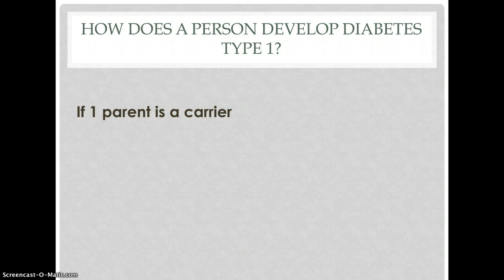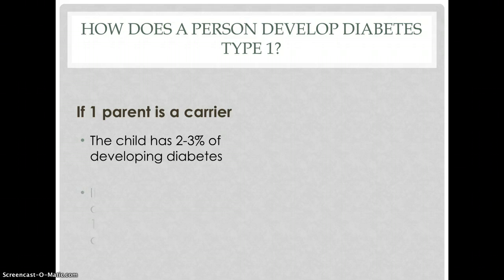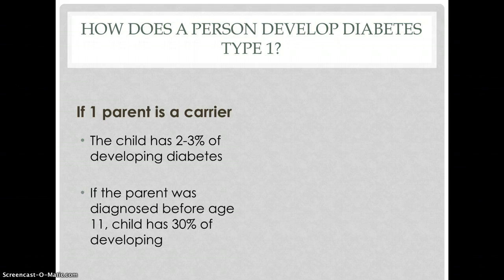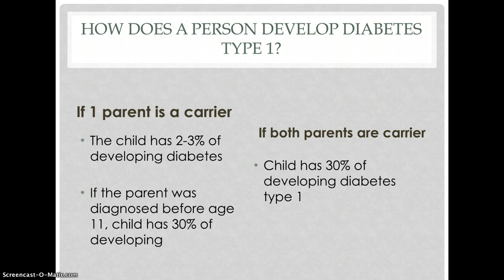If one parent is a carrier, the child has a 2 to 3% chance of developing diabetes type 1. If the parent was diagnosed before age 11, the child has a higher chance, at 30%, of developing it. However, if both parents are carriers, that puts the child right at a 30% chance of developing diabetes type 1.